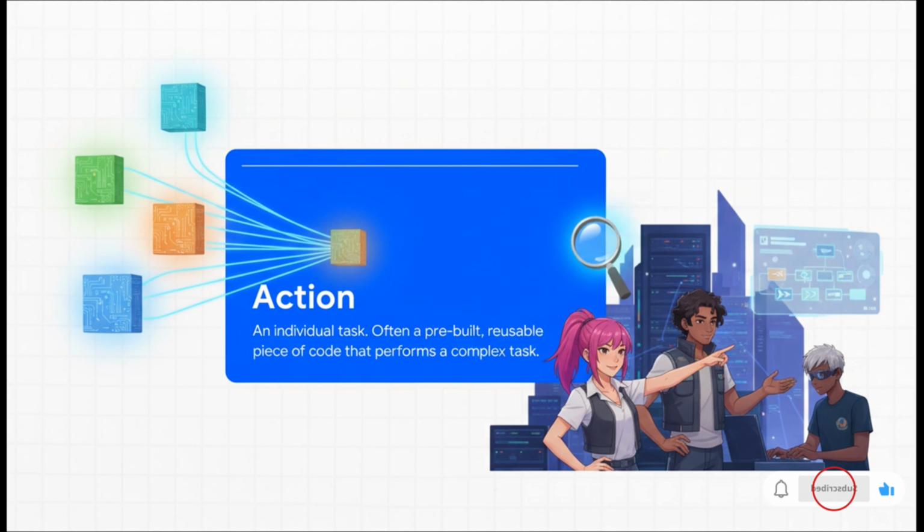And finally, the smallest piece of the puzzle, the action. An action is just a single individual task. But here's the beautiful part. These are often pre-built, reusable bits of code. You don't have to write a script to check out your repository. You just use the official checkout action. It's like a Lego block.